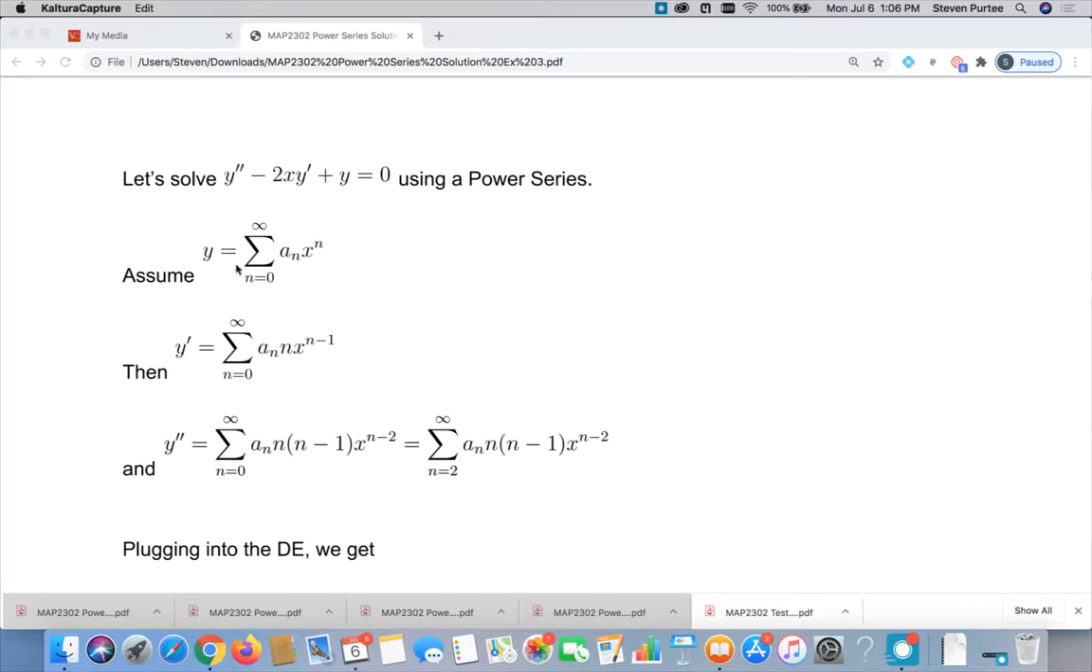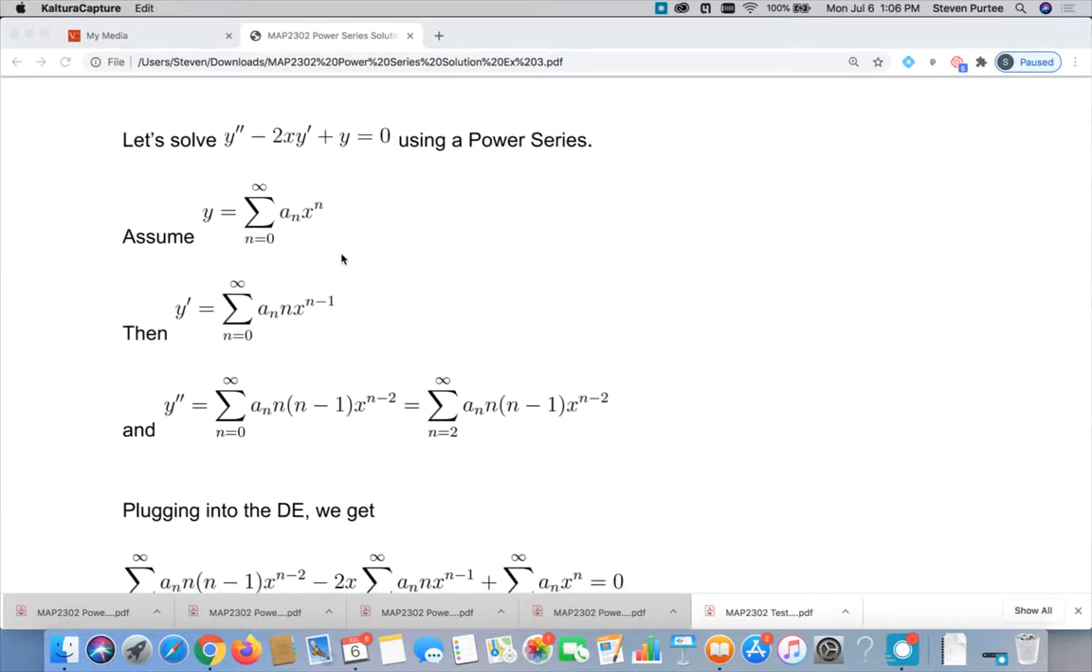We assume a power series solution of this form because our P of x here is 1. All points are ordinary points. We don't have any singular points, so we can expand this anywhere. We're going to expand it about x equals 0. So that assumes a solution that looks like this. Here's our first derivative, and here's our second derivative.